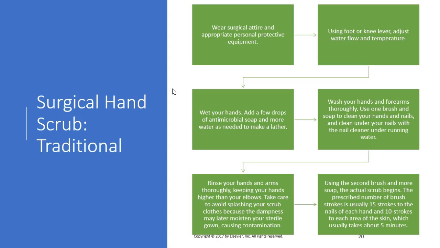Surgical hand scrub. So this is just the traditional method. So wear surgical attire and appropriate personal protective equipment. Use the foot or knee lever. Adjust the water flow and temperature. So wet your hands. Add a few drops of antimicrobial soap and water as needed to make a lather. Wash your hands and forearms thoroughly.